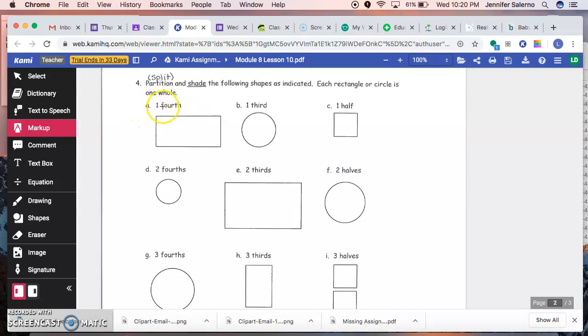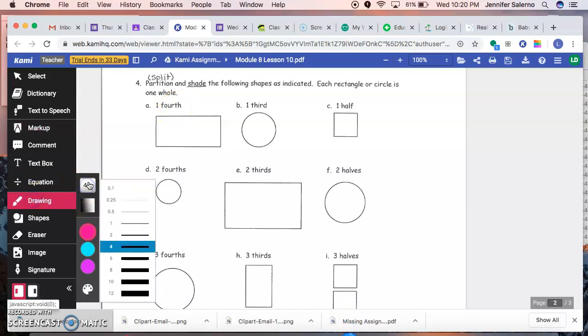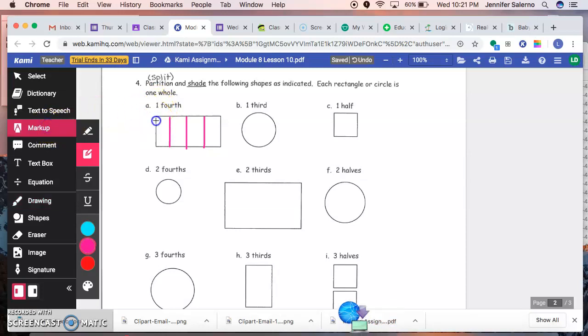It's saying 1/4. So that means they want you, the second number is always telling you how many parts you need to have. So it's telling me that I need to separate it into 4 equal parts, okay? So that's what it's telling me, 4 equal parts. Then it's telling me that I need to shade in 1 of those parts, because that would be 1/4, just like that, 1/4, okay?